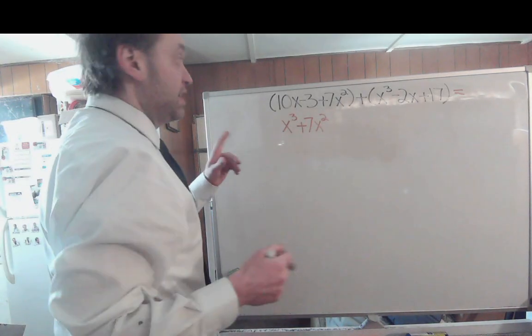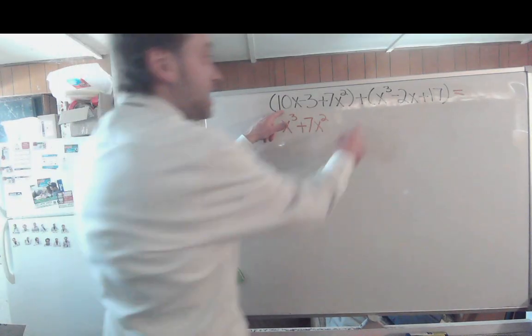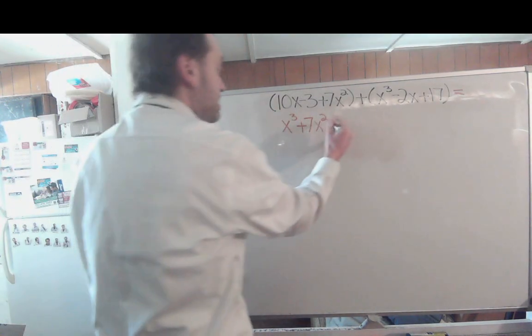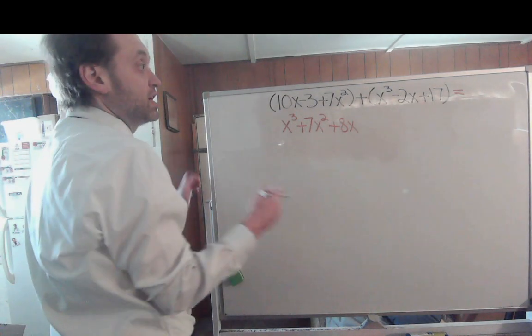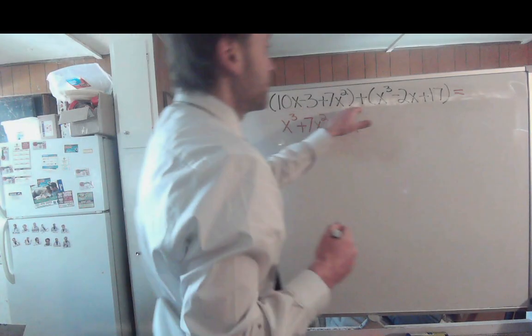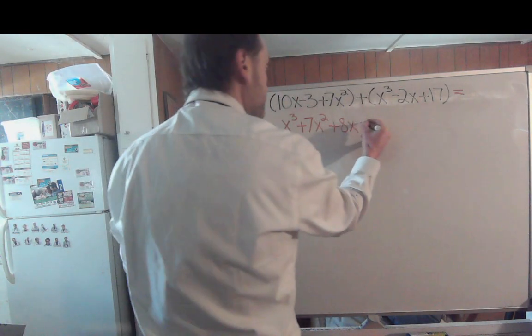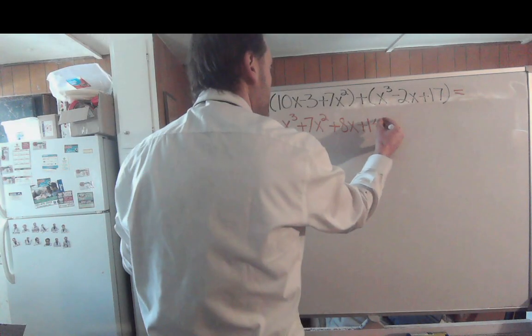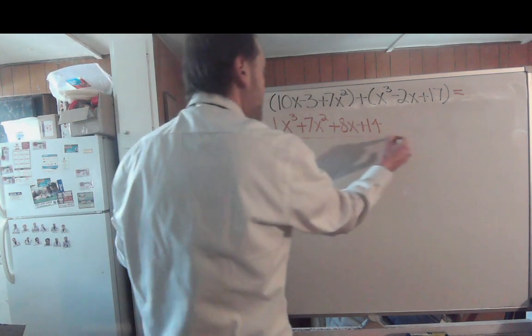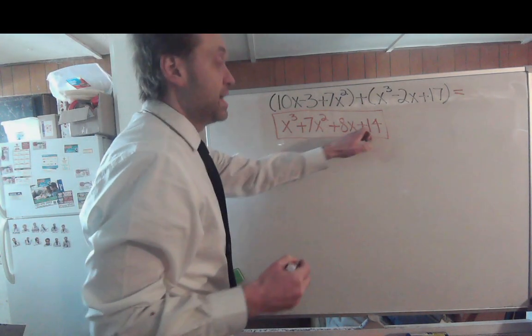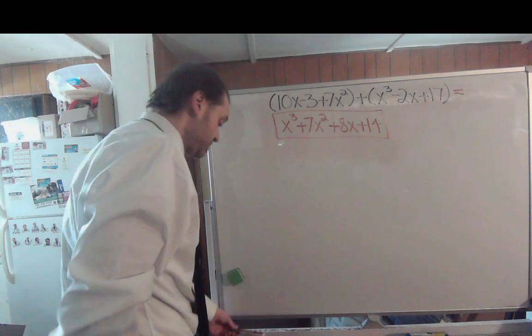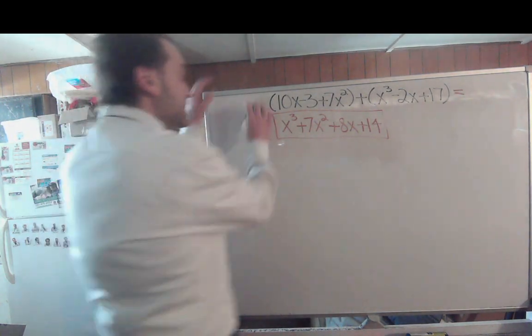Now both of them have an x to the first term. You'd have 10x plus negative 2x. Well, that'd be plus 8x. Both of them also have a constant term. You'd have a negative 3 plus 17. That'd be plus 14. So this should simplify into x to the third plus 7x squared plus 8x plus 14 for your answer. And I got just one last one.